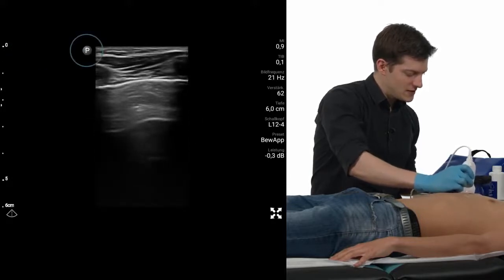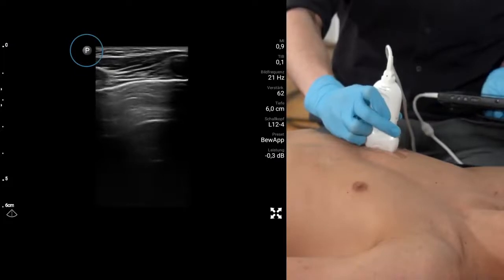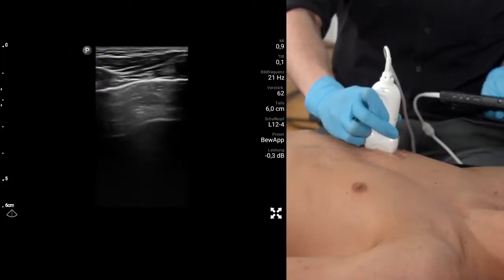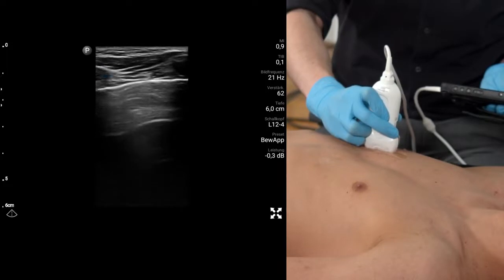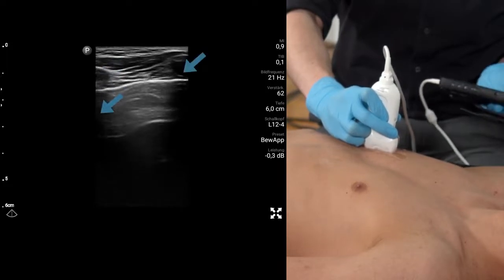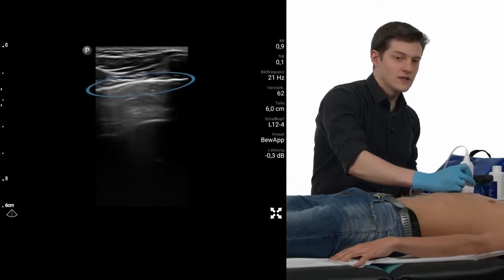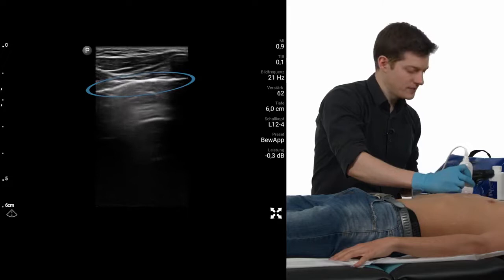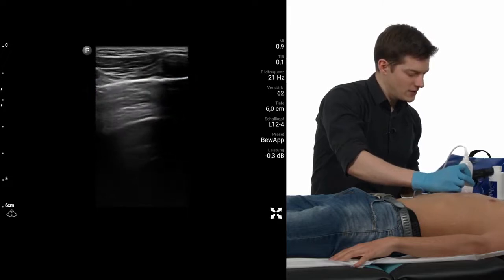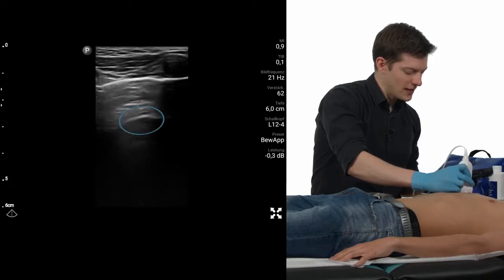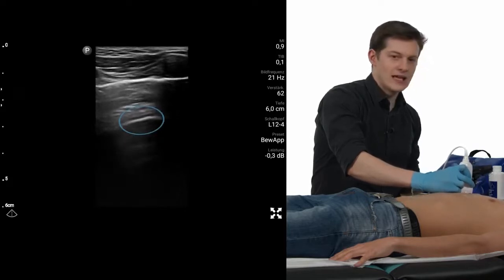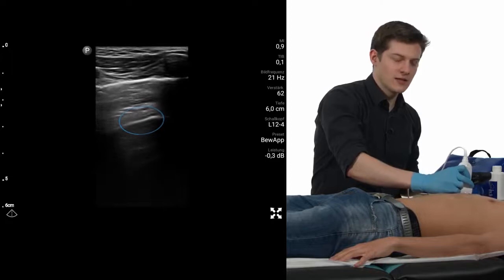What you see here is the marker is pointing cranially and you're in between two ribs. So we see rib and rib shadow and rib shadow. And in between the two ribs we see this bright hyperechoic line. This resembles the pleural line. Deeper in the field we see another very hyperechoic line. This is a so-called A-line. This is a normal finding.